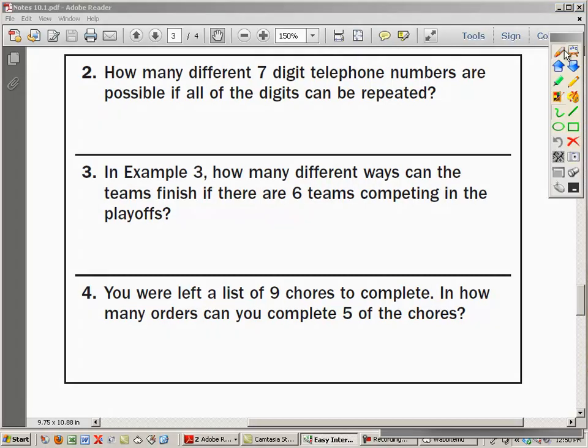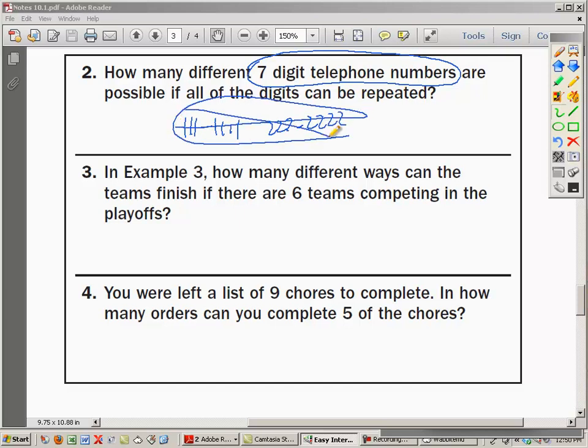All right, checkpoint number 2, it says how many different 7-digit telephone numbers are possible if all of the digits can be repeated. So 7-digit telephone numbers, all the numbers can be repeated. So you could have the phone number 111-1111, right? You could have 222-2222, and any combination of those. So there are 7 different digits, and there are 10 possibilities for each of those 7 digits.